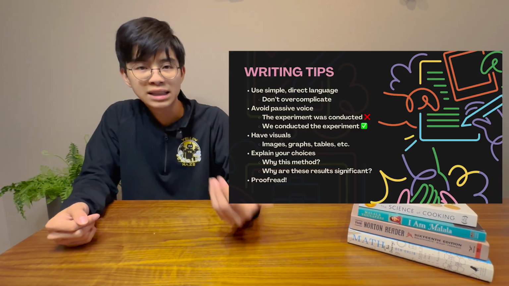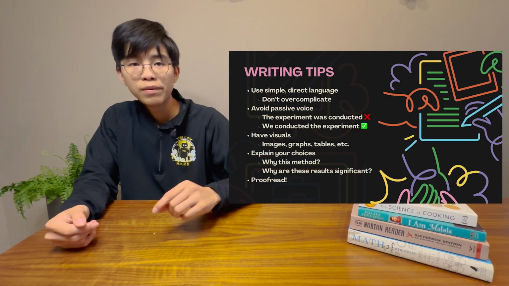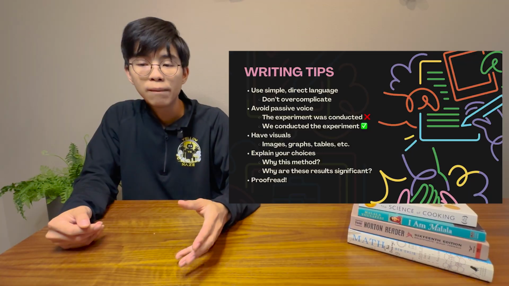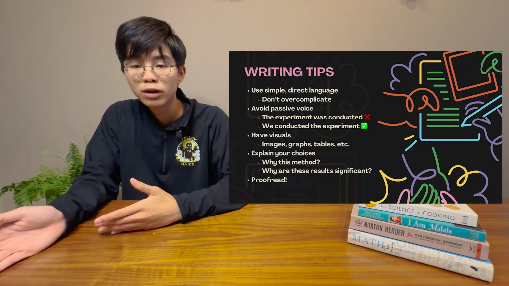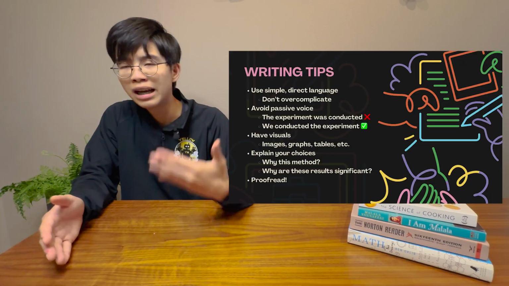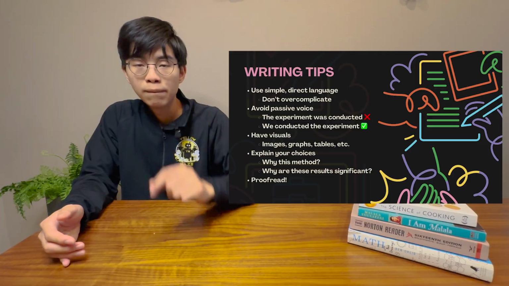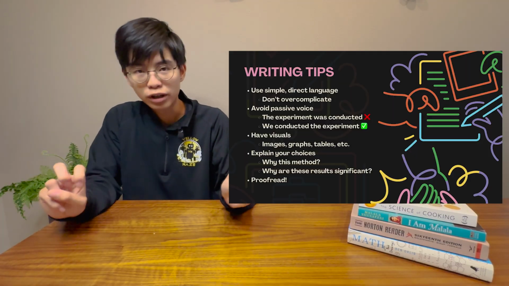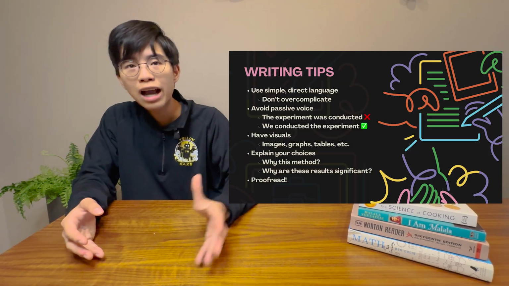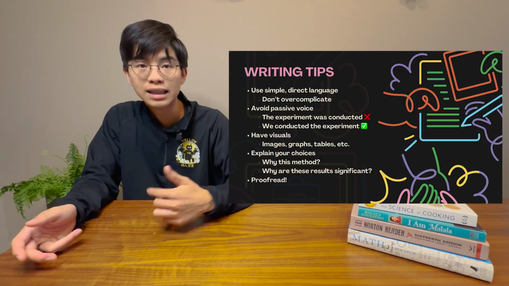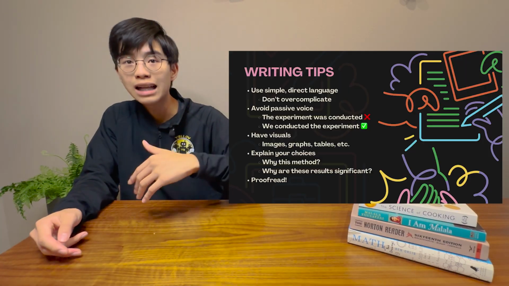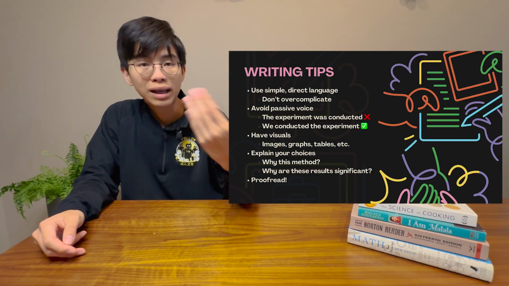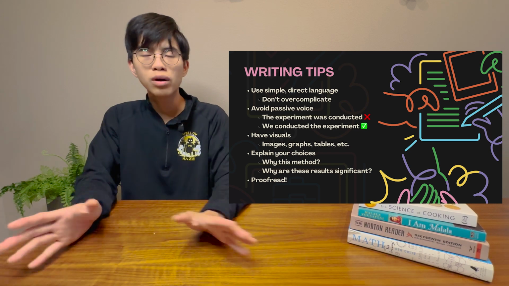Also, avoid the passive voice. So instead of, the experiment was conducted, you should say we conducted the experiment, or in this experiment. And a good test for this is the by zombies trick. You might have heard about this in English class. If you add by zombies to the end of a sentence and it still makes sense grammatically, then that's in the passive voice. And we want to avoid the passive voice.